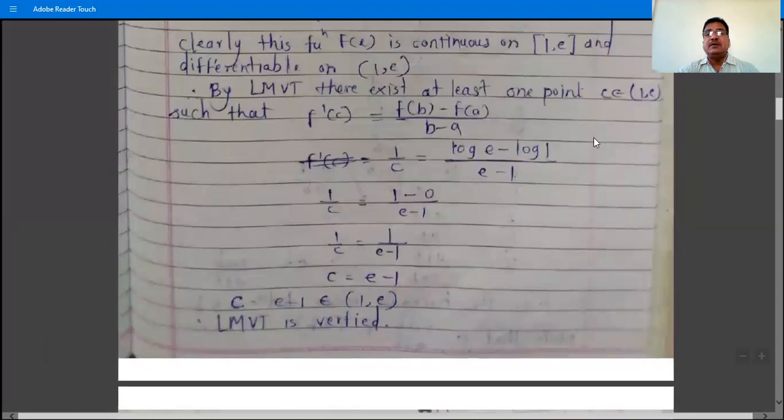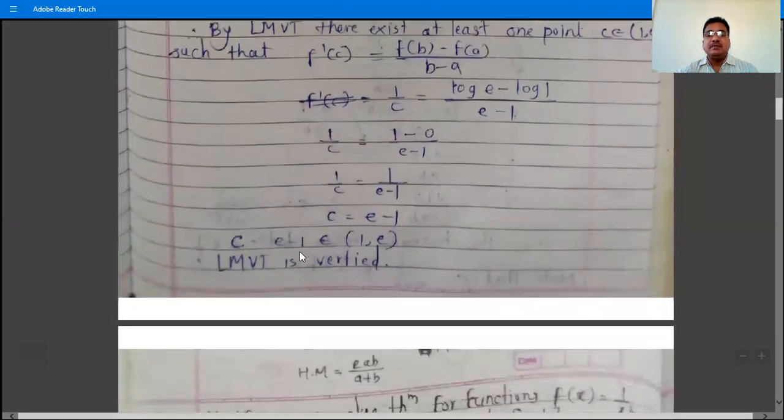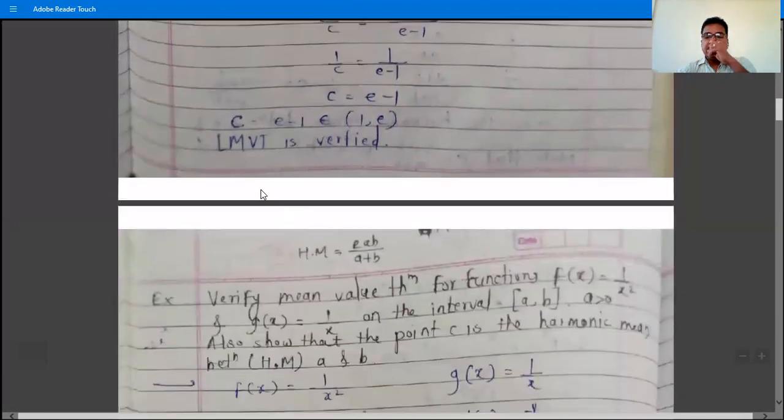What is Lagrange's mean value theorem? There exists at least one point c belonging to this interval which satisfies this equation. That point is e minus 1, and therefore Lagrange's mean value theorem is satisfied.